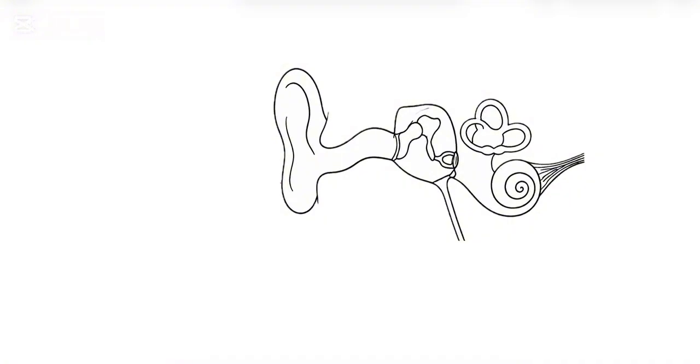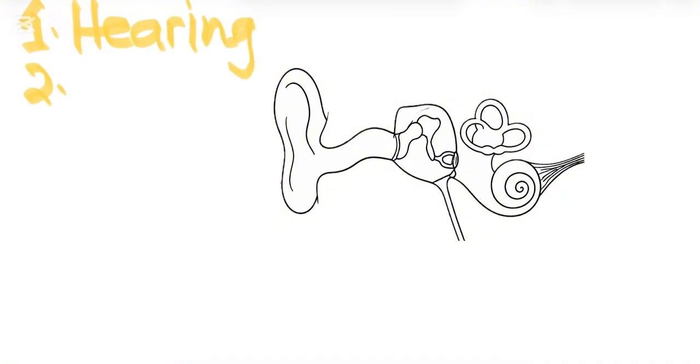Before we look at the detailed structure of the ear, let us look at a little overview of this structure. The human ear is responsible for two things. Number one is hearing. Number two is balance. As you can see, the structure of the human ear is complicated. Therefore, we're going to divide it into three sections so that it becomes easy for us to understand it.